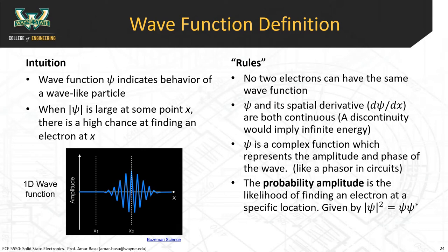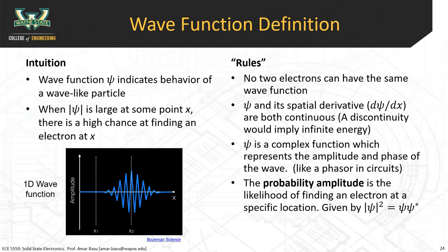They're continuous functions. It's also a complex function. Complex function means it has real and imaginary parts, just like when we talked about phasors in Circuits 1 and Circuits 2. Psi is a complex function that represents the amplitude and the phase of a wave. The reason we use complex numbers is that it's a compact way to represent both amplitude and phase in a single function. As I mentioned before, the probability amplitude, the likelihood of finding an electron at a specific location, is given by the absolute value of psi squared, which is actually equal to psi times its complex conjugate.